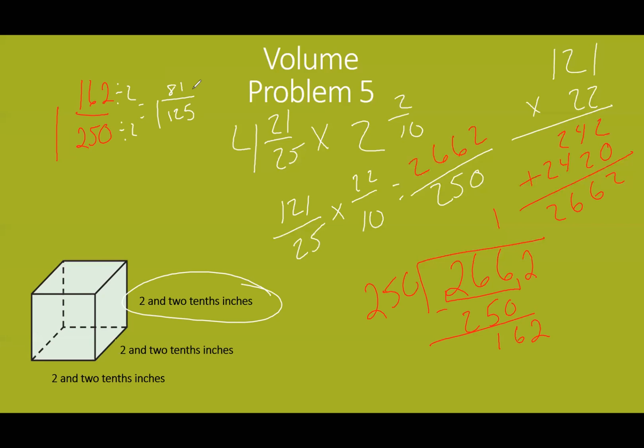Now let's see. 81 can be divided by 9. This cannot be divided by 9. I know a trick, 5, 6, 7, 8. Nope, can't be divided by 9. 125 can be divided by 5, but 81 can't. So my answer is here, inches cubed. 1, let me make my 1 really big here. 1 and 81 125ths inches cubed. Whew, we've got some big numbers here, guys.